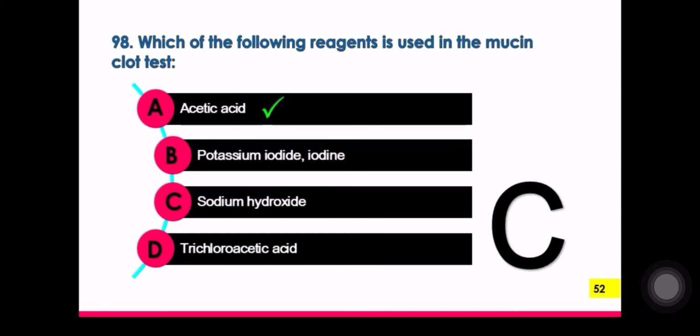This test is referred to as the ropes, again, ropes or mucin clot test. It is performed by adding synovial fluid to a 2% to 5% solution of acetic acid. In the ropes or mucin clot test, remember, formation of a solid clot indicates good viscosity. For number 98, letter A.